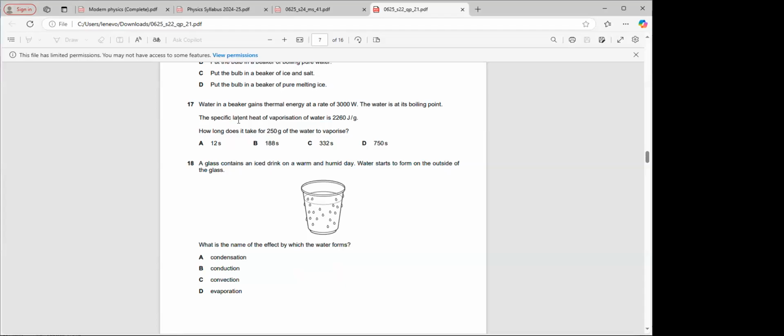Okay, 17th. Water in a beaker gains the thermal energy this much. Specific heat is given, mass is given. It is of 2 steps. First, try this.